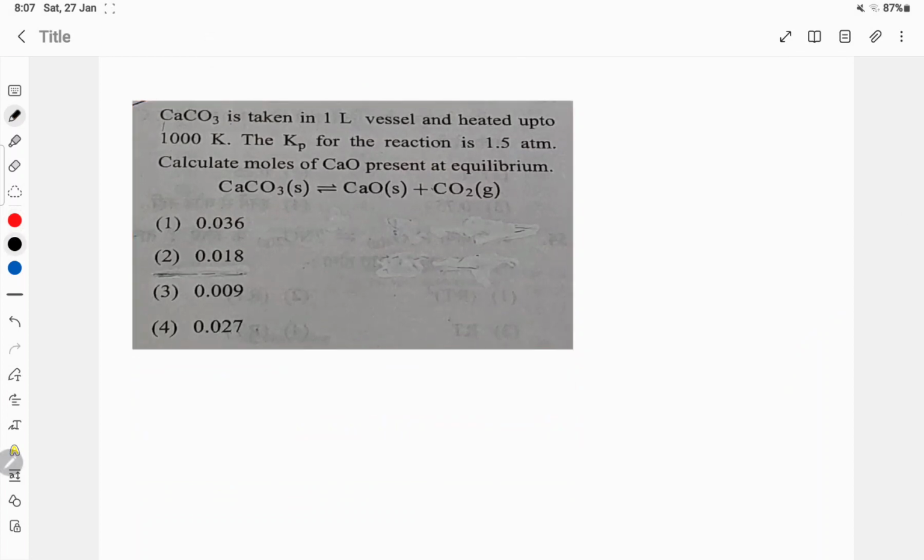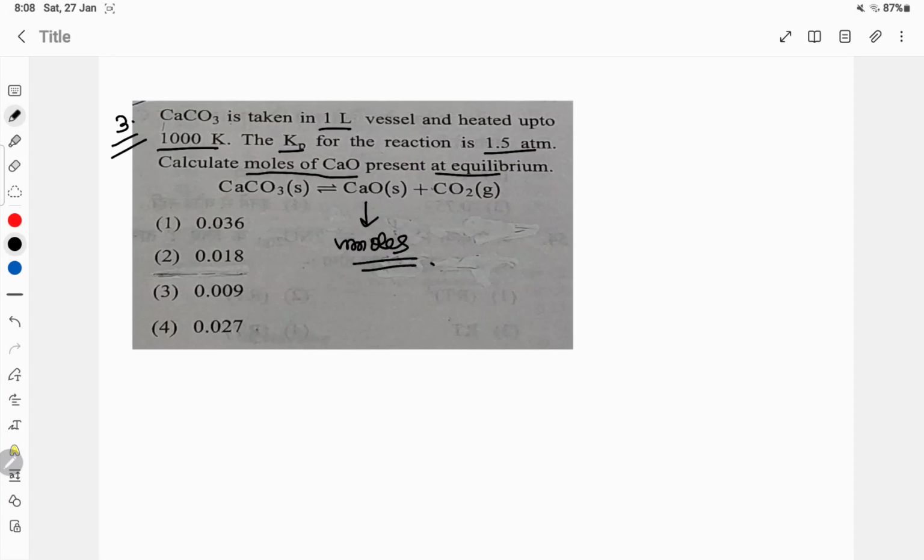Okay, students, let's take up the third question. Question number 3. Calcium carbonate is taken in a 1 liter vessel and heated up to 1000 Kelvin. The Kp for the reaction is 1.5 atmosphere. Calculate the moles of calcium oxide present at equilibrium.